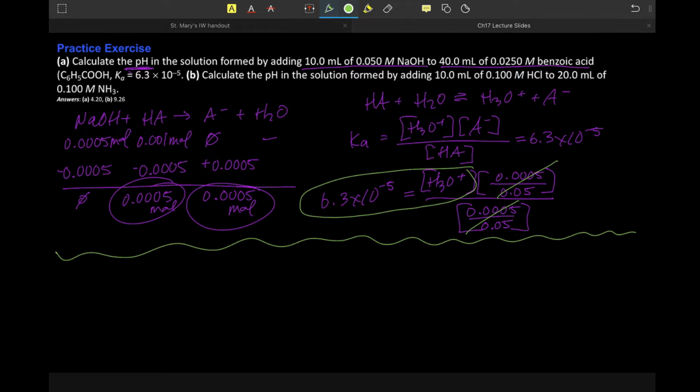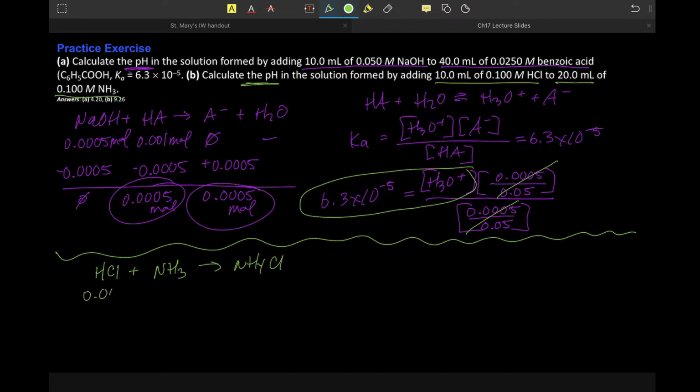We are going to calculate the pH in a solution formed by adding 10 mL of 0.1 molar acid to 20 mL of 0.1 molar weak base. So we're going to write the reaction for hydrochloric acid and ammonia. This is one you should just know, right? It's going to give us ammonium chloride.